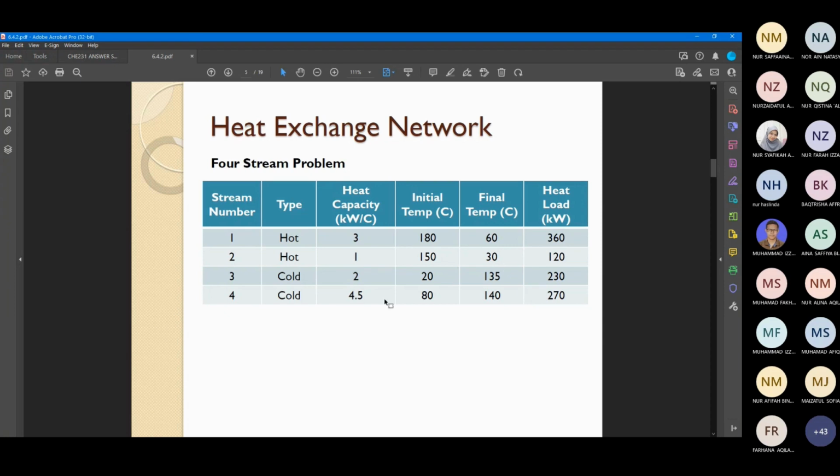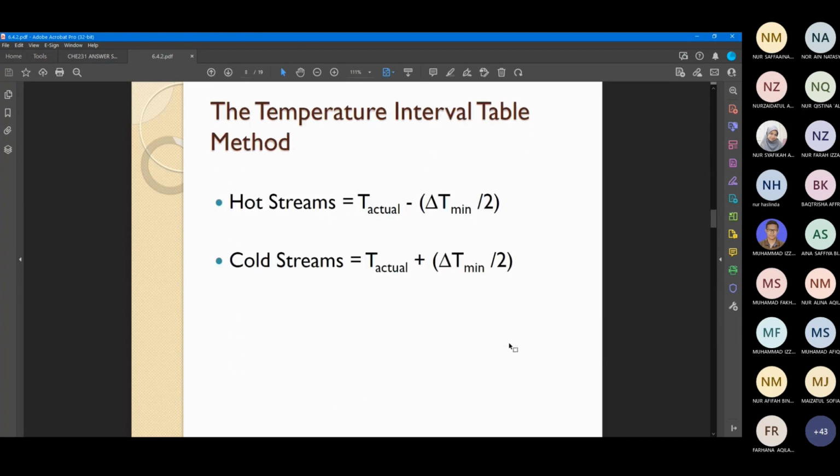Same thing for the cold stream. It doesn't matter whether the value is negative or positive, as long as you have the difference between the two temperatures that you would like to achieve, then you just multiply with the heat capacity, and then you get your heat load. All right, so that is what I have explained in the last class.